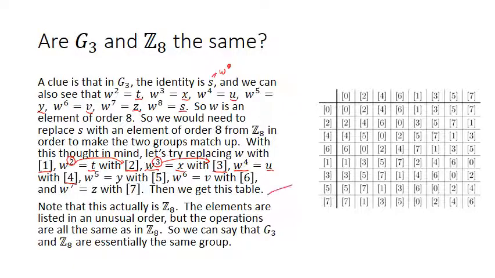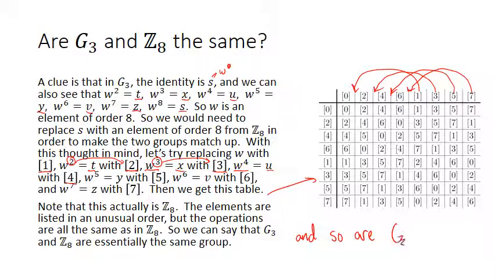And when you do that, you get this table over here. And this actually is Z8. So it doesn't quite look like Z8, because the elements are arranged in a weird order. Like usually you would have 1 coming before 2, and then 3 would come before 4. But other than being in a weird order, it is Z8. The operation is done the same way as it is in Z8. So what we can say from this is that G3 and Z8 are essentially the same group. And also, like we were wondering about before, G2, because that was essentially the same as Z8, is also going to be essentially the same as G3. Okay? Because we found they're both the same as Z8.